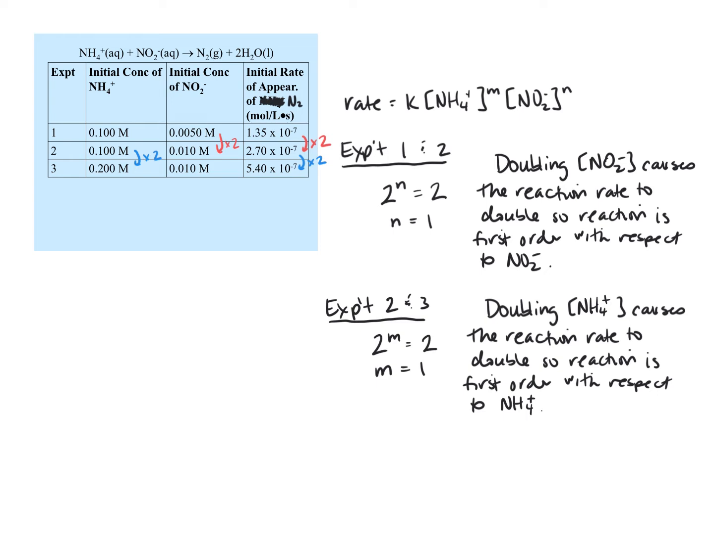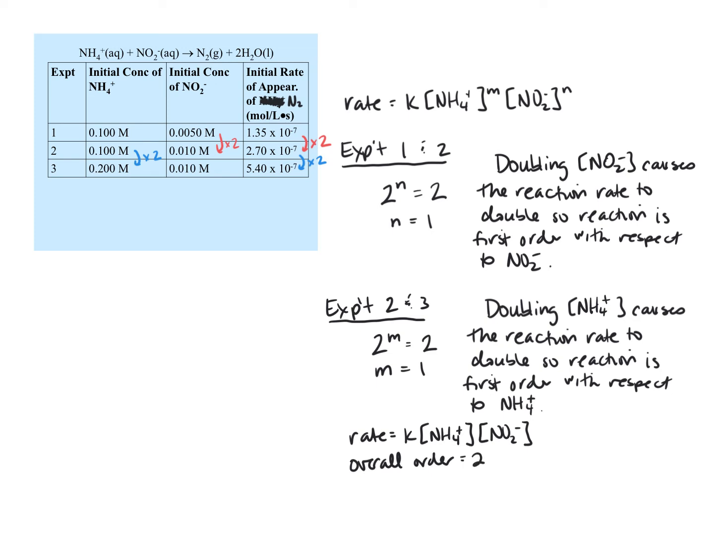So the overall rate law would be rate equals k, NH4 positive, which is implied to be to the first power, times NO2 negative. The overall order of the reaction that the question is asking you for would be 2, because if you add up the exponents, the sum comes out to 2.